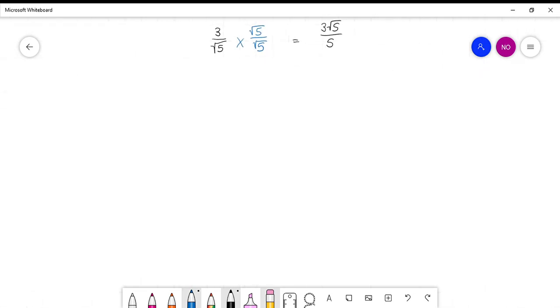The other situation that we get is when we have two terms in the denominator. Then you have to multiply it by exactly the same thing, except you change the sign. So let's say it's 3 over 1 minus root 2. I'm going to multiply it with 1 minus root 2. No, 1 plus root 2.